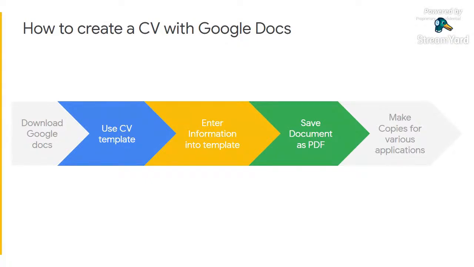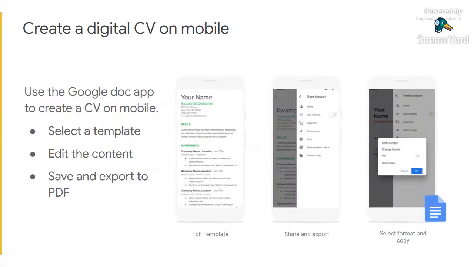So how to create a digital CV on a mobile phone. You use the Google Docs app, which is one of the apps from Google, to create a CV on mobile. So you will need to create or select a template, as is shown here, and then also edit. You would like to add your relevant information, and then you also want to save and export to PDF.